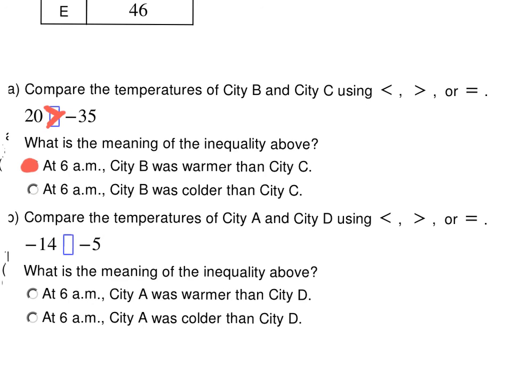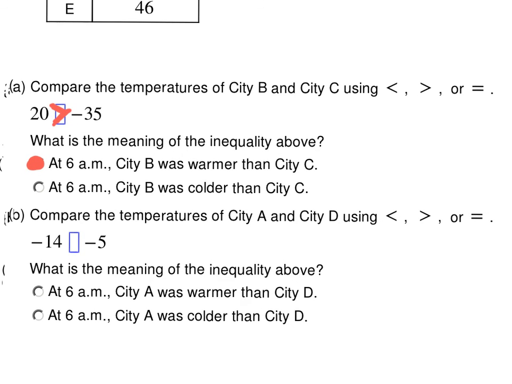Part B, compare the temperatures of city A and city D. Negative 14 is going to be less than negative 5. That is colder. Negative 14 is less than negative 5. So at 6 a.m., city A was colder than city D.